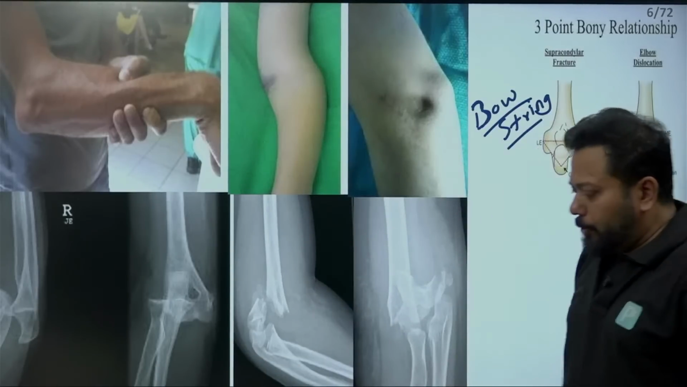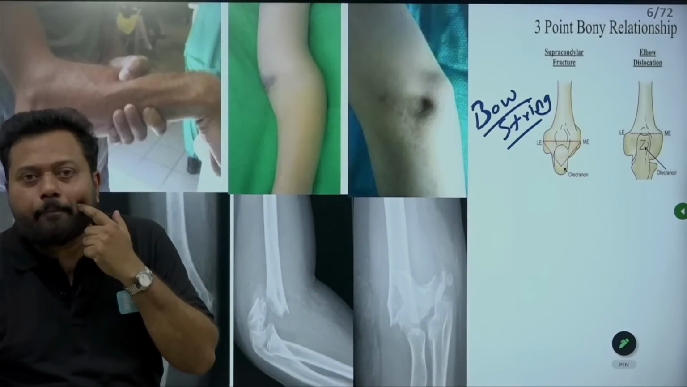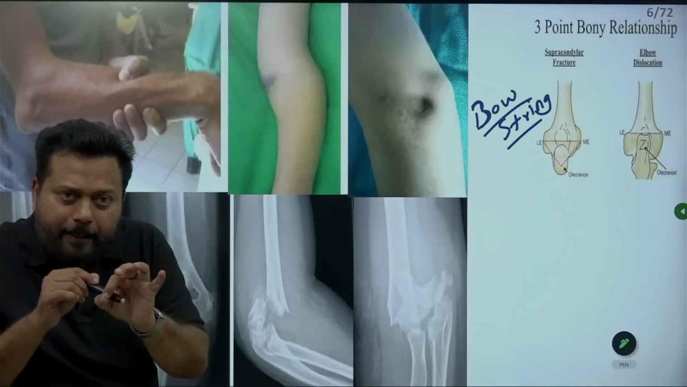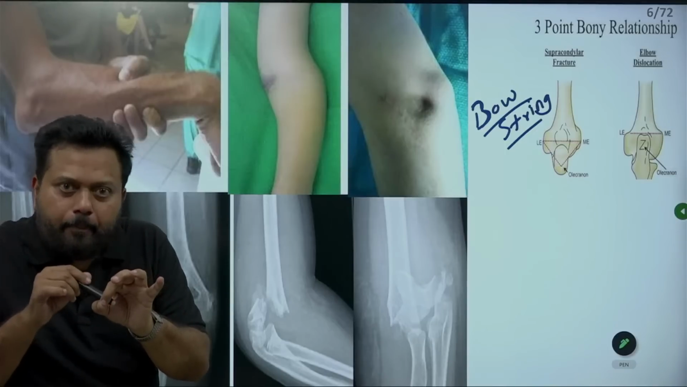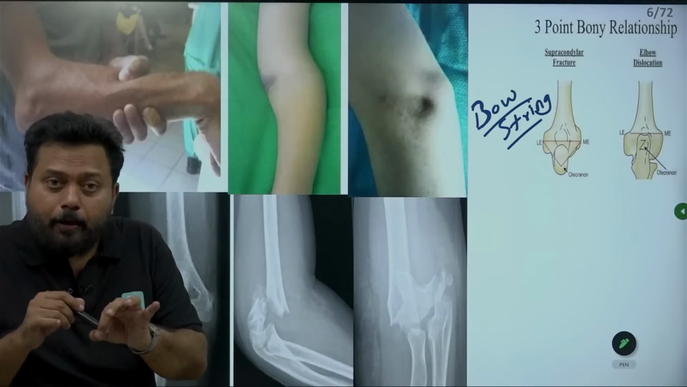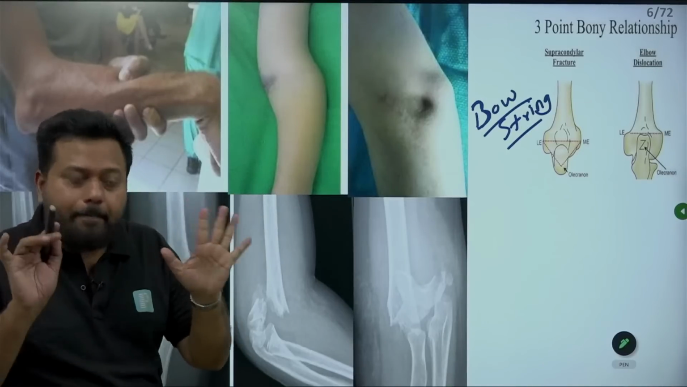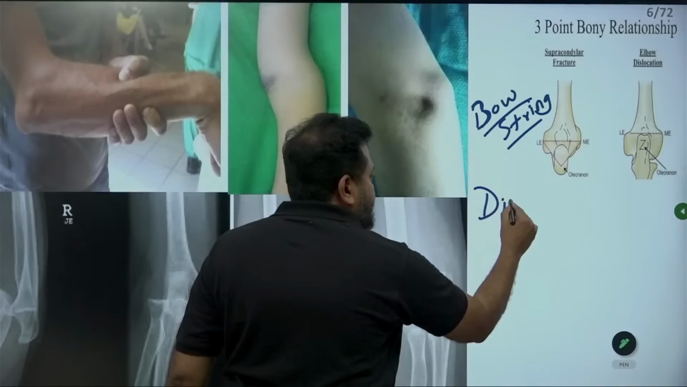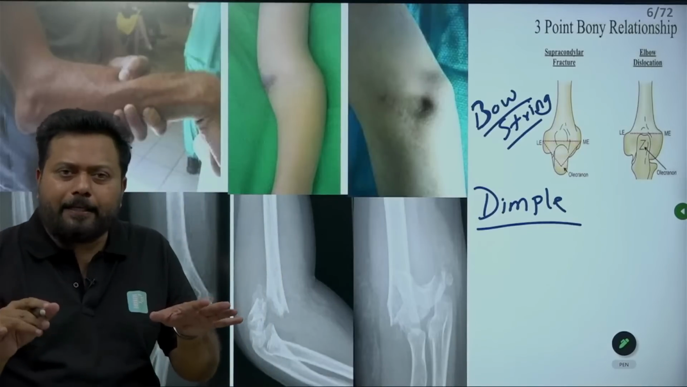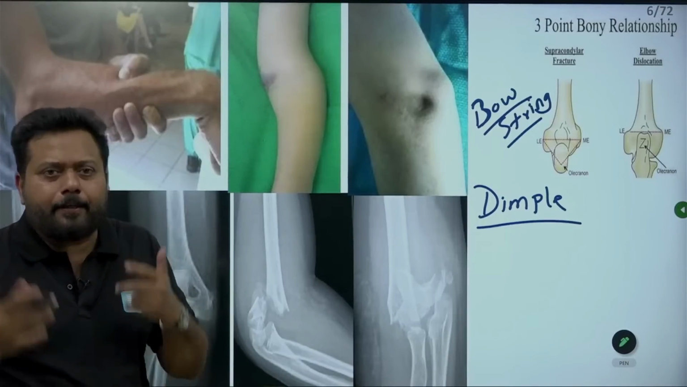Right? And look at here. Another beautiful sign, a supracondylar fracture will show something that looks like a dimple. A puckering of skin is there. That's because the proximal fragment gets buried in the brachialis muscle. Then that gives a sign like a dimple, puckering. So this is called a dimple sign. Okay. So when you get an S-shaped arm and a dimple sign, clinically it is a supracondylar fracture. When you get a bowstring sign, clinically that is an elbow dislocation.